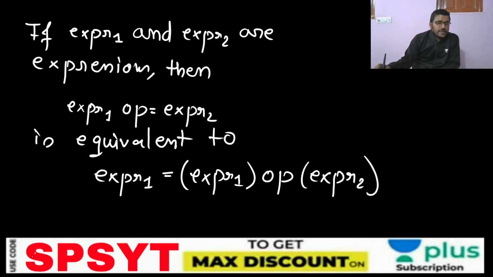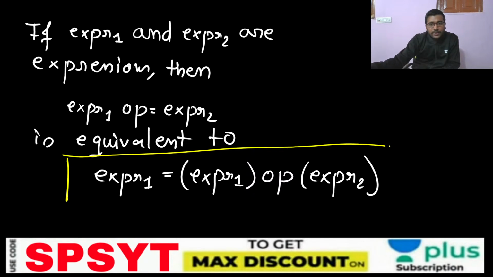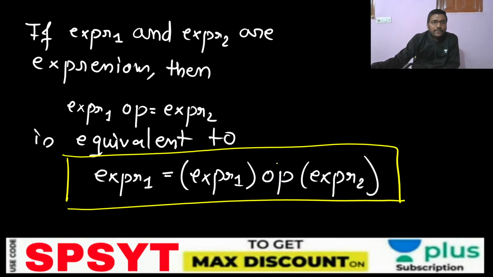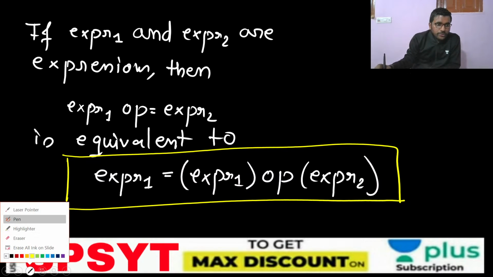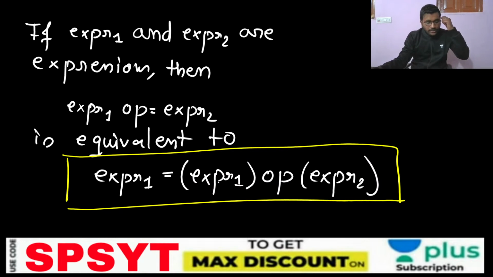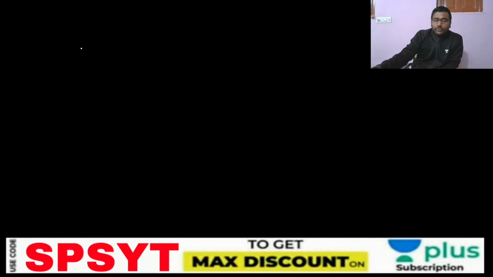In GATE also this kind of question is there. Don't make a mistake here. You have an expression, then operator, then equal to, then expression 2, then it will be executed as expression 1 equal to expression 1 in parenthesis, operator, then expression 2. So this will be performed first. Let me take an example; with an example it will be more clear.